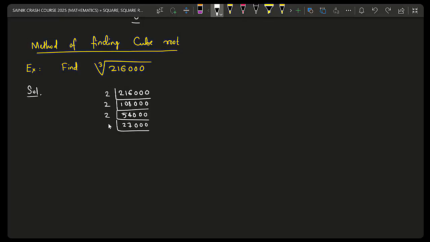Let's take 3. 3 nines are 27, 000. 3 threes are 9, 000. 3 ones are 3, 000. Now it's divisible by 2.